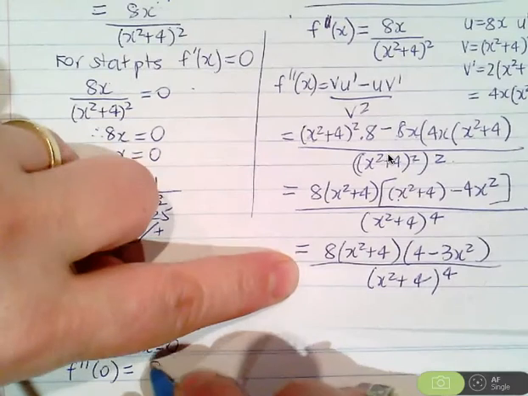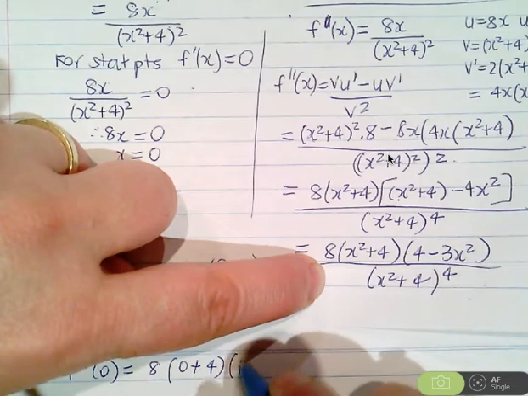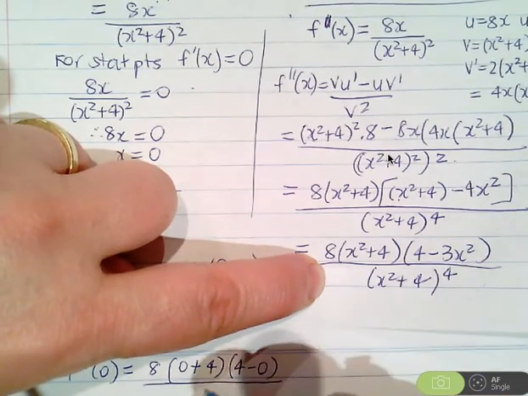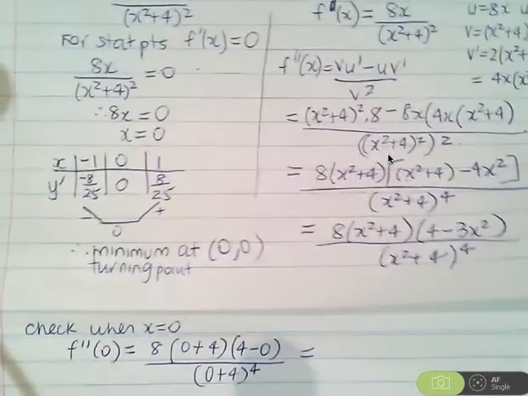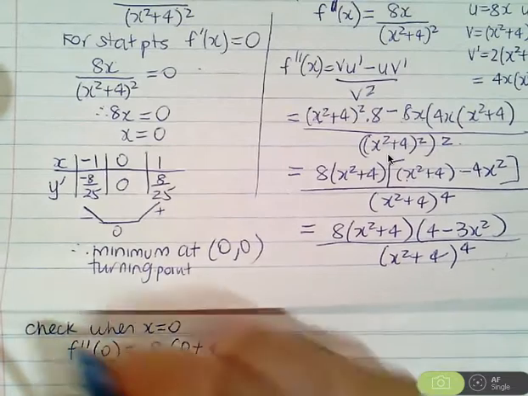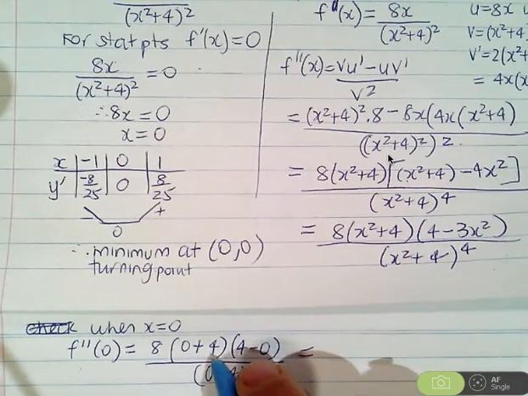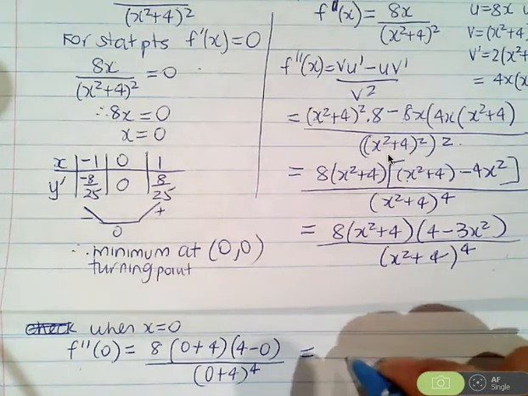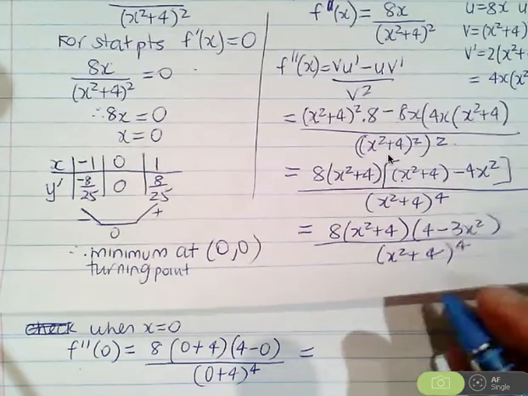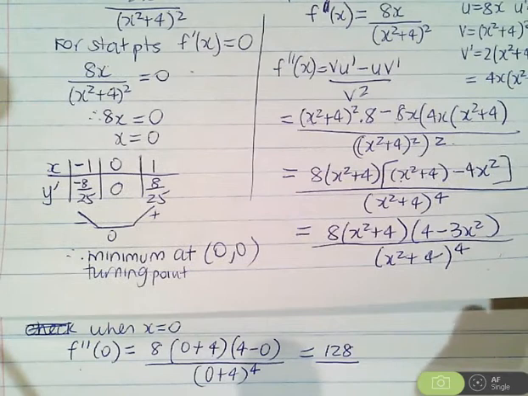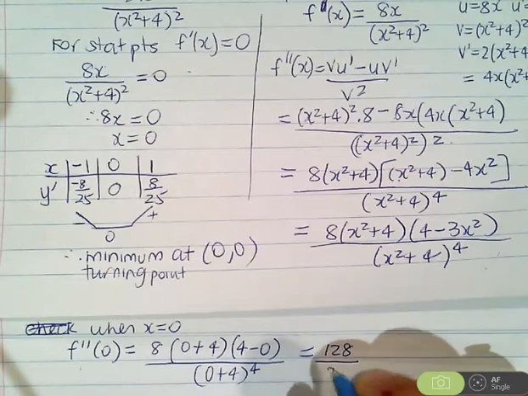You get 8 times 0 plus 4 times 4 minus 0, over 0 plus 4 to the power of 4. That's substituting in. Instead of check, I'll just write when x is 0, the second derivative, just working that out. Now that's 8 times 4 times 4. That's 16 times 8. I'm just trying to work out what that is. That's 128. 4 to the power of 4 is 4 squared, 16 times 16, I think it's 256.